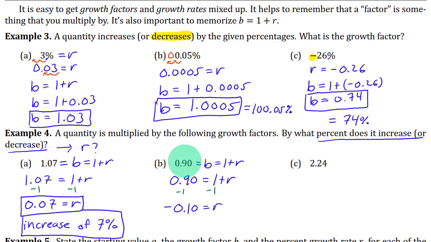Now, if this is your growth factor, if you multiply something by 0.90, it's going to get a little smaller, because 0.90 is less than 1. And the amount that it's getting smaller by is going to be 10% of what it was before. So multiplying something by 0.9 leaves you with 90% of what you had before. It's the same as decreasing it by 10%.